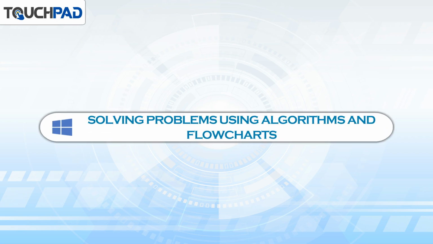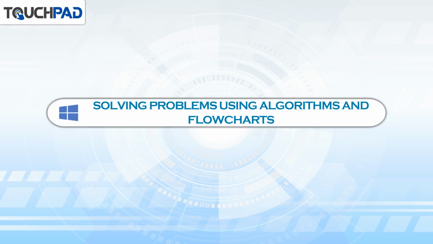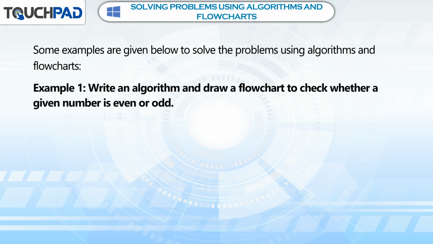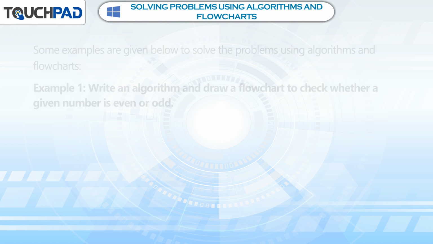Solving problems using algorithms and flowcharts. Some examples are given below to solve the problems using algorithms and flowcharts. Example 1. Write an algorithm and draw a flowchart to check whether a given number is even or odd.